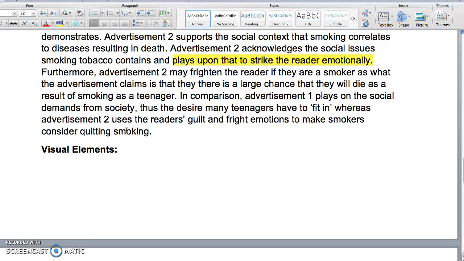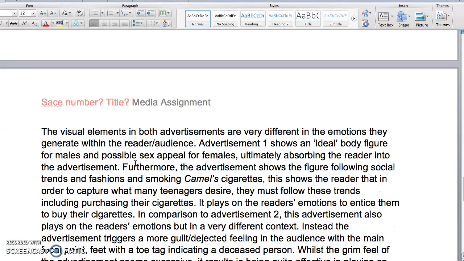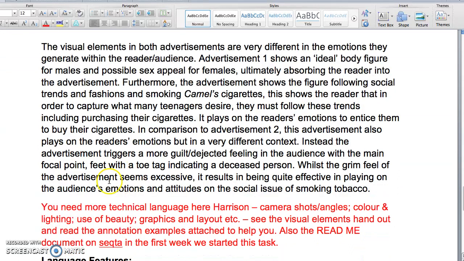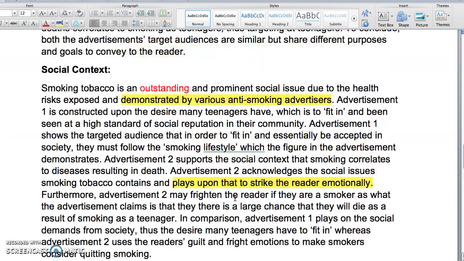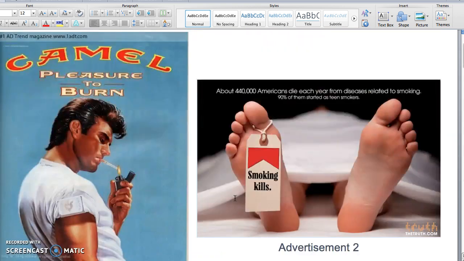So, visual elements. Okay, you are not using enough technical language. You need to go back to the Elements of Visual Language handout, and you need to use topic sentences to structure this properly. So you need to say both creators, or the creators of both advertisements, use camera shots and angles to convey their central message. And then you analyze the camera shot and angle of advertisement 1.